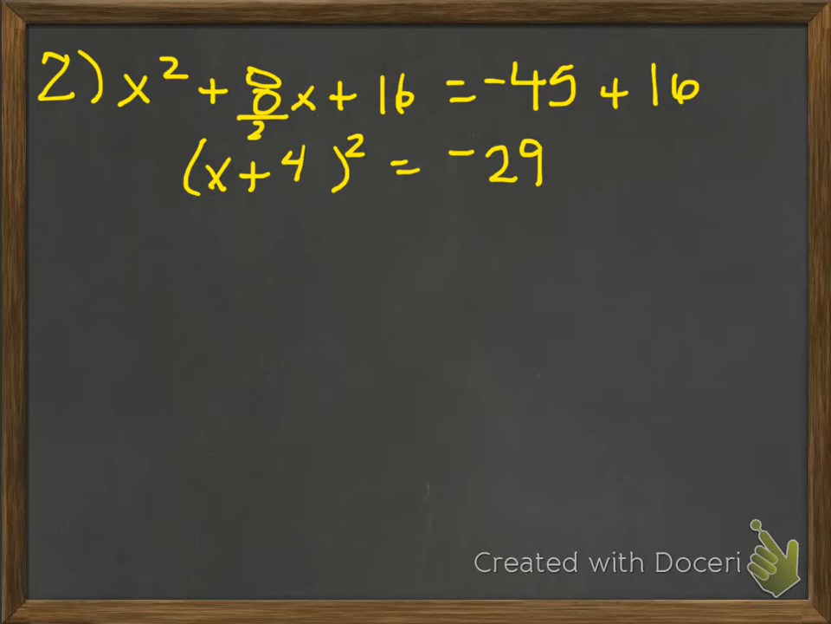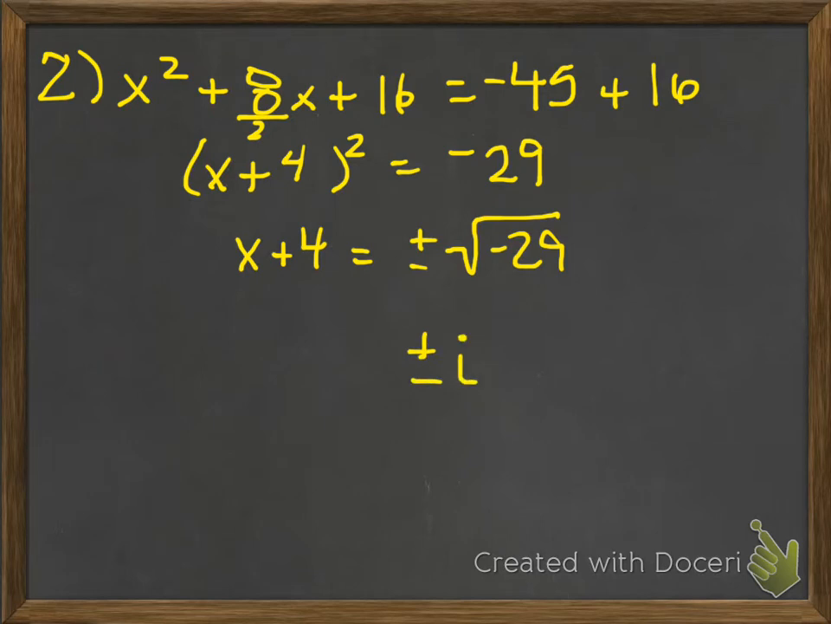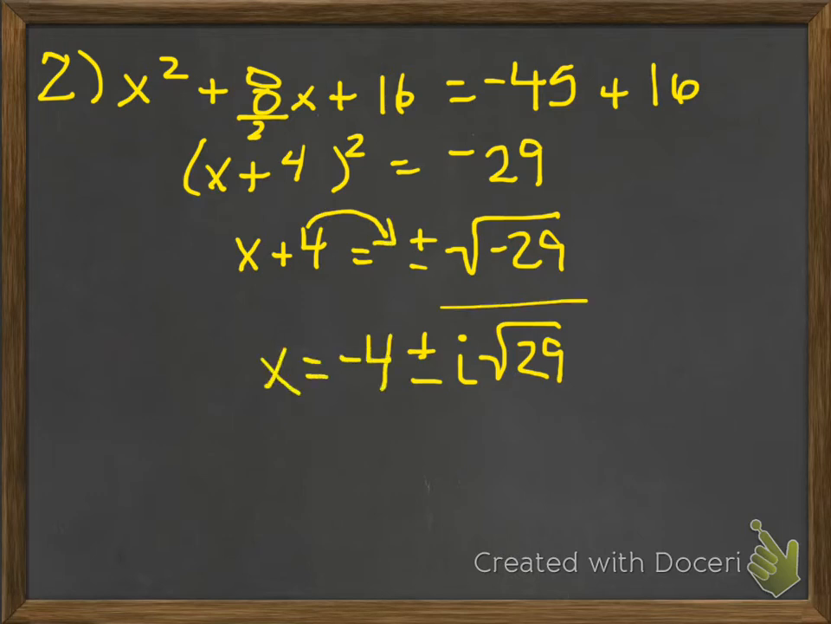Then I can take the square root, and I have x plus 4 is equal to plus and minus the square root of negative 29. Again, I don't want a negative under the root, so to simplify that, I'm going to say plus and minus i square root of 29. Move the 4 over, and I would have x equals negative 4 plus and minus i square root of 29. And there you go, there's your answer for number 2.